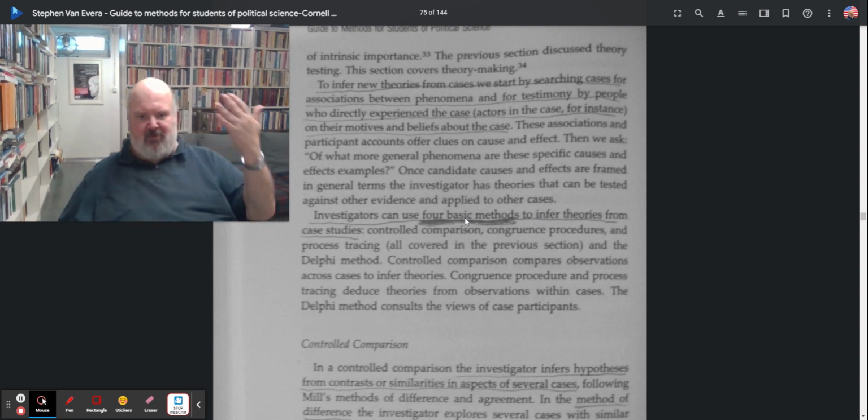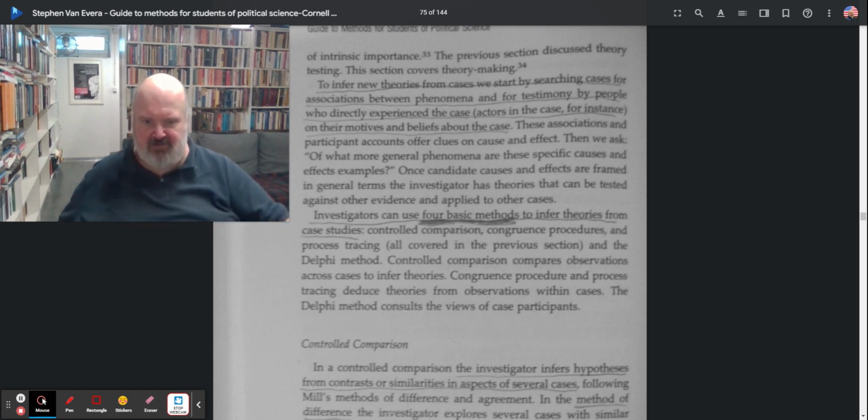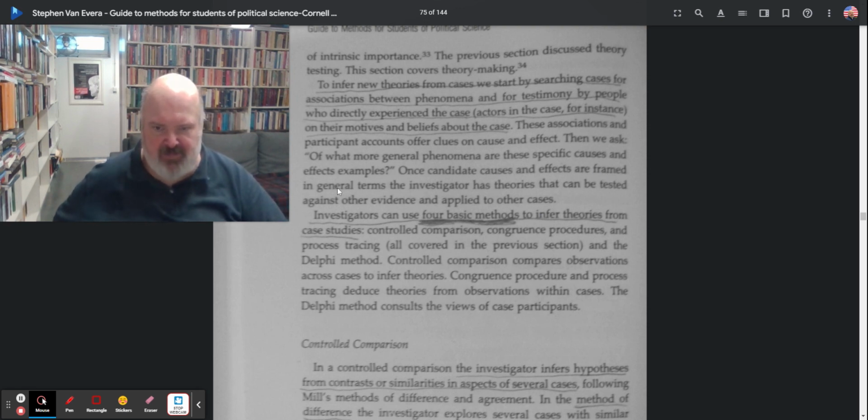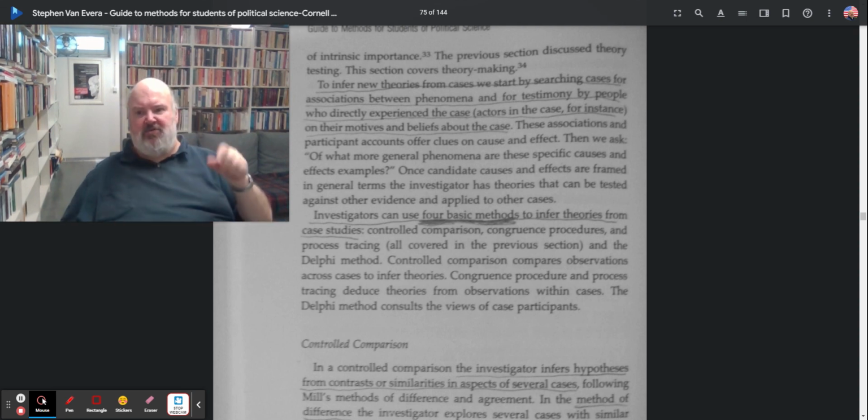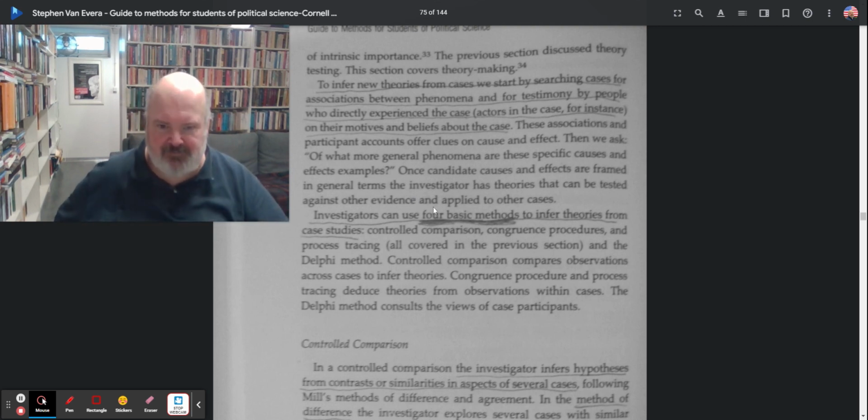So we come up with a theory, generating a theory that we can test in the case in question or in other cases. Once the theory has been framed, it can be tested against other evidence. Remember, there are certain rules about what kind of evidence can be used. Investigators can use four methods to infer theories.